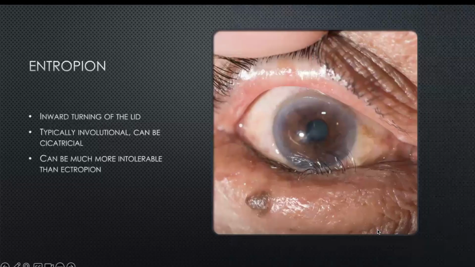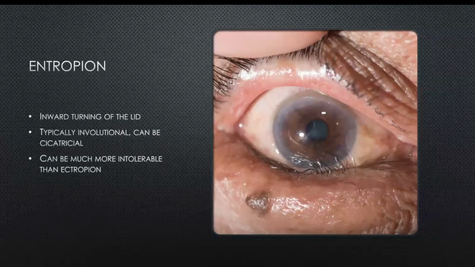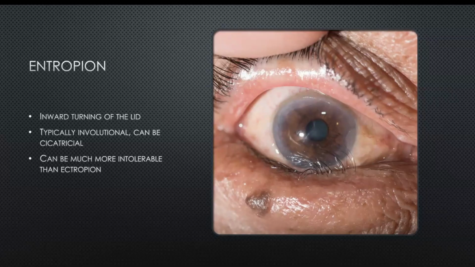So if we start off, entropion basically is what it says. It's some inward turning of the lid. Now, there's lots of causes for this. Typically, it's involutional. What happens is over time you have lid laxity, and that then essentially means that the lid isn't sitting tightly against the globe, and then that can cause either an outward turning or an inward turning. That's the typical cause. It can also be cicatricial.